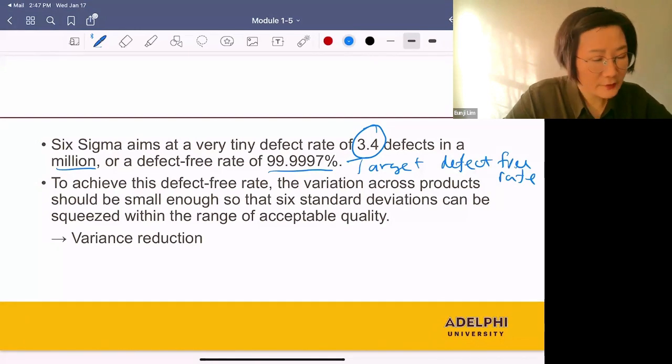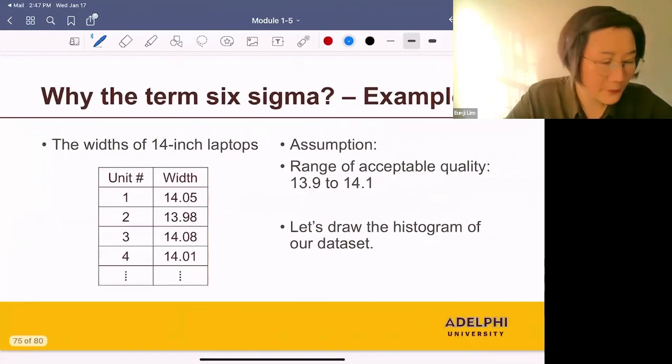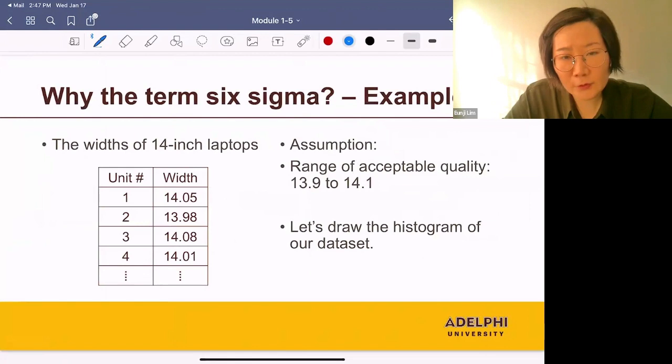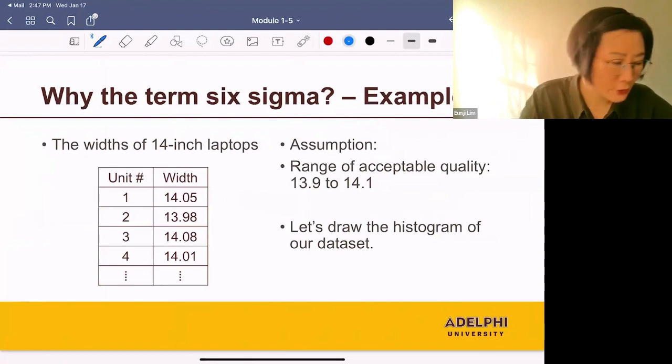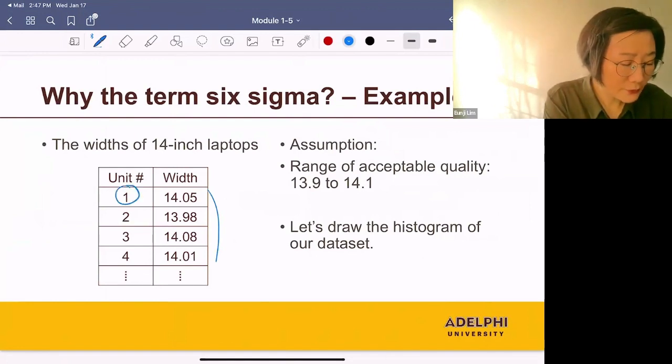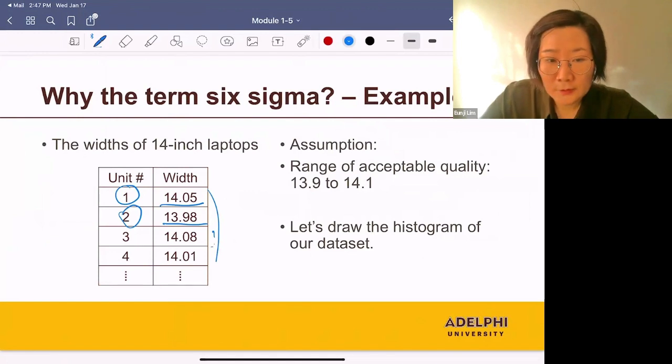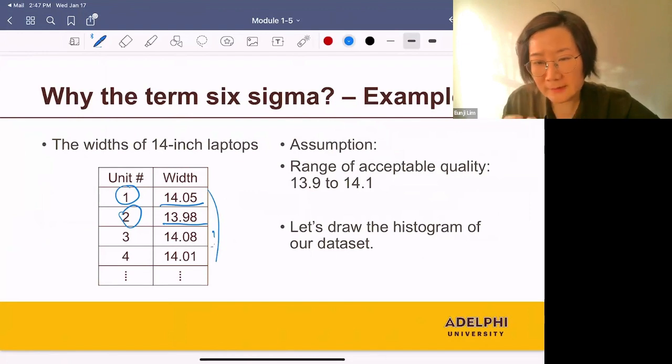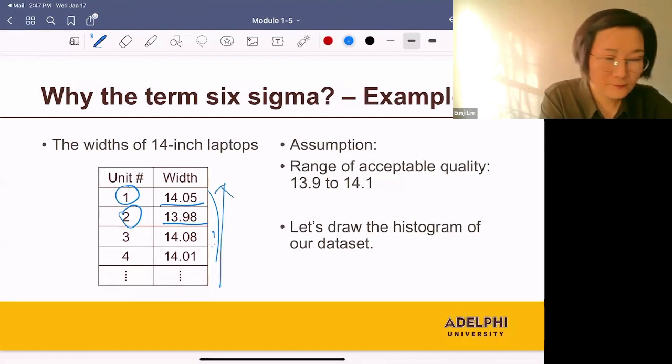So I want to illustrate this using an example. Let's say you are producing 14-inch laptops. So these are the products you produce. The first unit that's produced is 14.05 inches. The second one is 13.98 inches, and so on. So not all the laptops are exactly 14 inches. They are close to 14 inches, but not exactly 14 inches. You'll see some variations across different units.